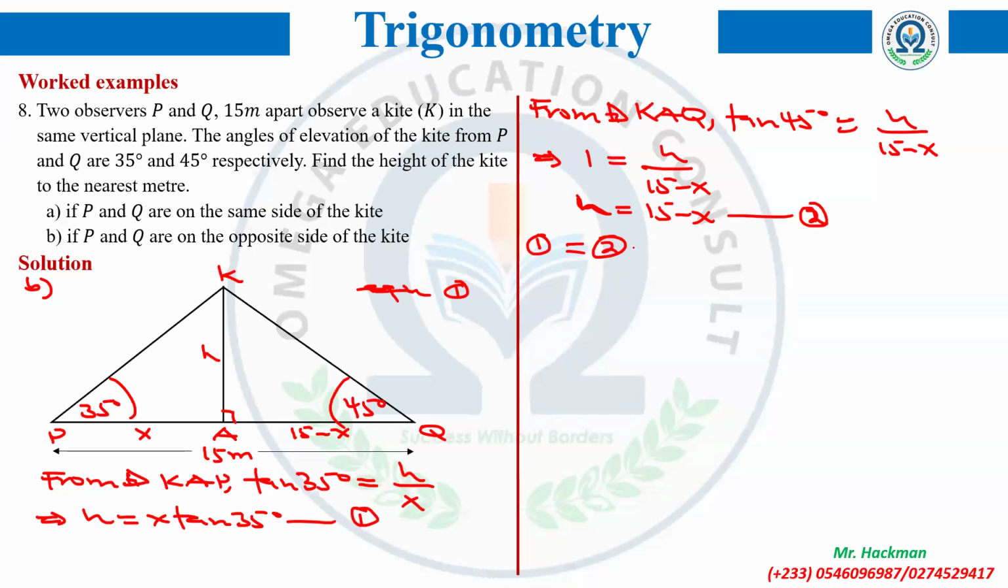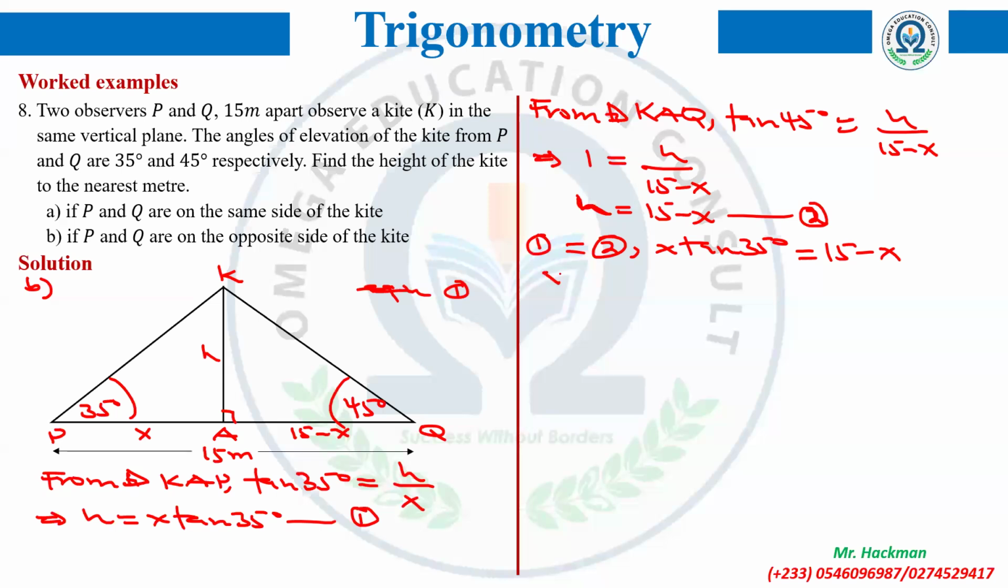Okay, so at this point, let's go. We are going to get x tan 35 degrees. Don't forget your degrees. It is equal to 15 minus x. So now what do we do? We are going to collect the terms in x on one side. So I'll move this one to the side. Is that clear?